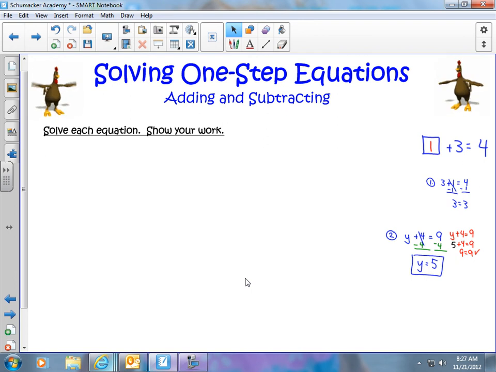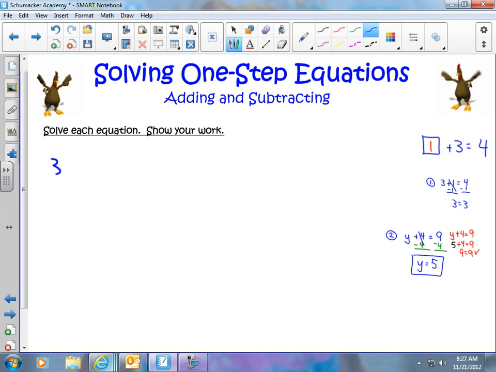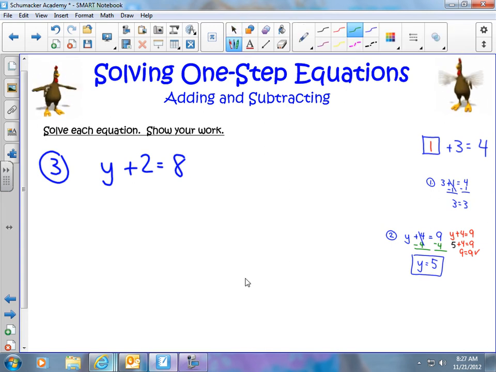Let's try another one. For this one, let's go ahead and do one more of our addition problems. Let's have y plus 2 equals 8. Okay, so again, I want to get this y by itself. So the only way I can get the y by itself is to get rid of that 2. So since I'm adding 2, the inverse is to subtract 2. I have to subtract 2 from this side as well.